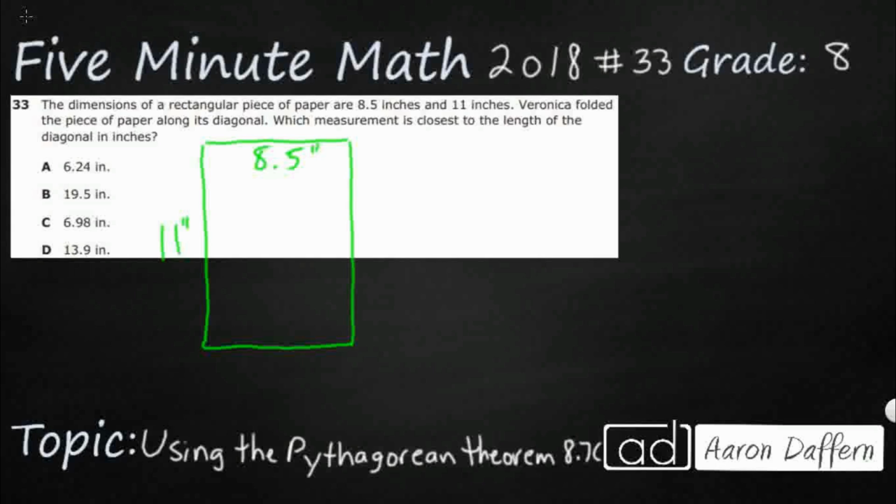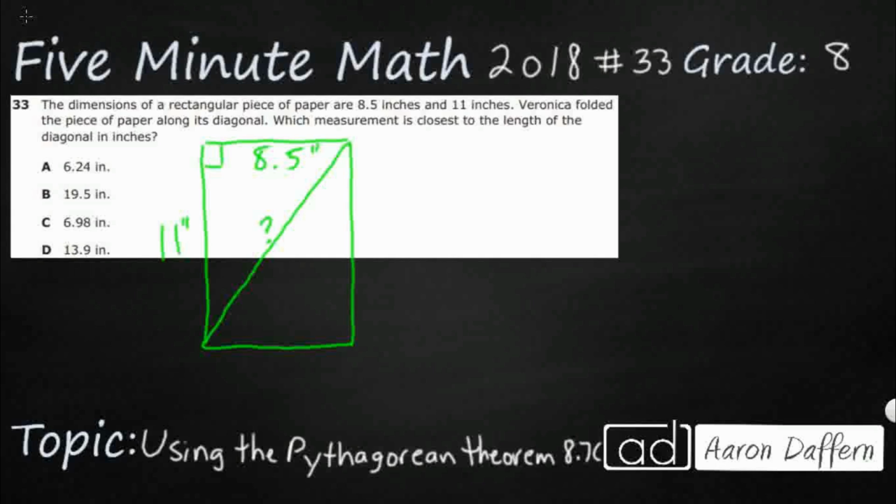So Veronica folded the piece of paper along its diagonal. All right, so the diagonal is going to be like here, I guess. There we go. Which measurement is closest to the length of the diagonal in inches? All right, so really what we should notice here is what we just made was a right triangle. So we're looking for the measurement of that diagonal right there.